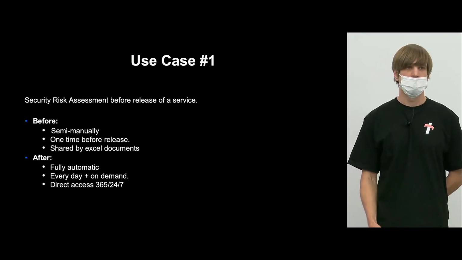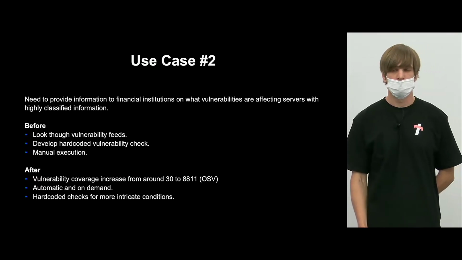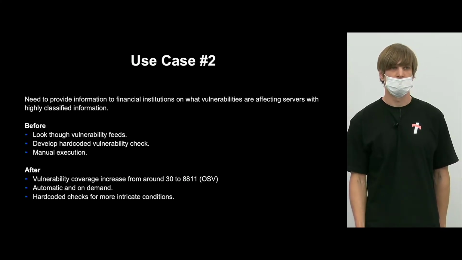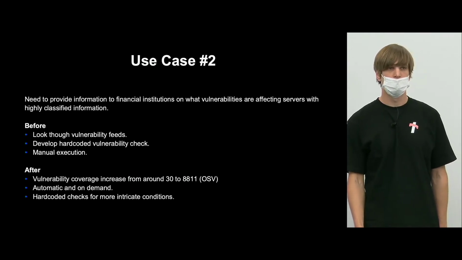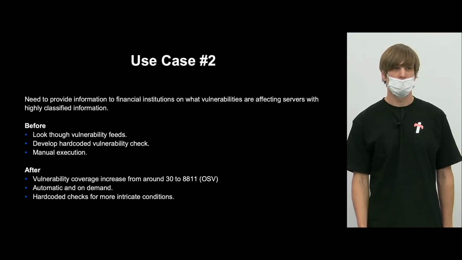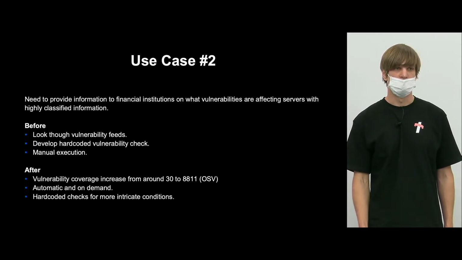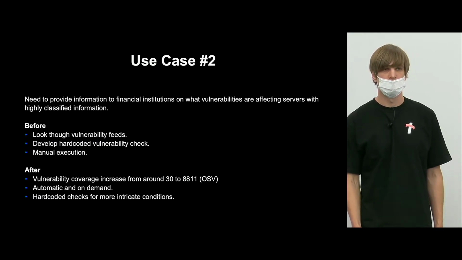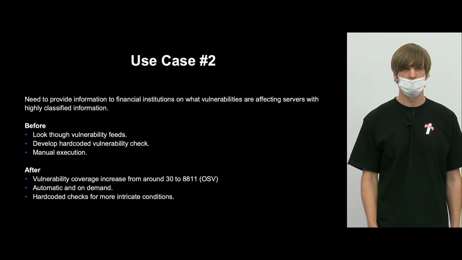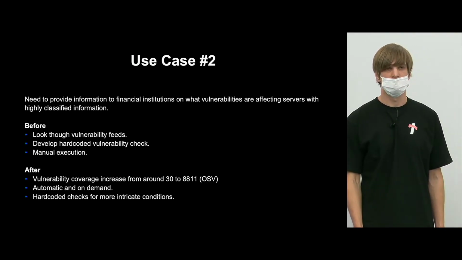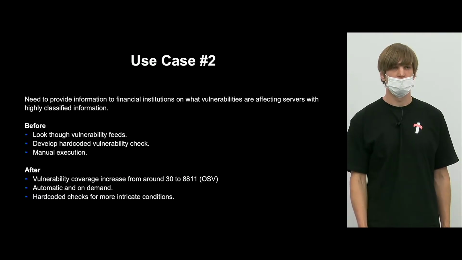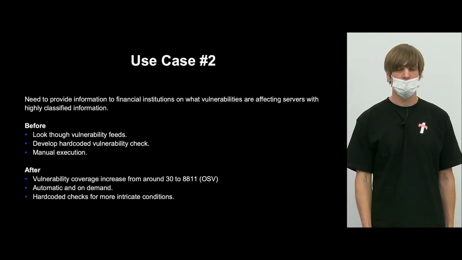And the second use case is that sometimes we need to provide information, for example, to financial institutions on what vulnerabilities are affecting our servers with highly classified information. So before, we looked through vulnerability feeds, and we developed hard-coded vulnerability checks to check these problems. But this was also a manual execution. But now we have increased our vulnerability coverage from around 30 hard-coded vulnerability checks to more than 8,000 vulnerability checks through the OSV database. And this is also done automatically and also on demand.